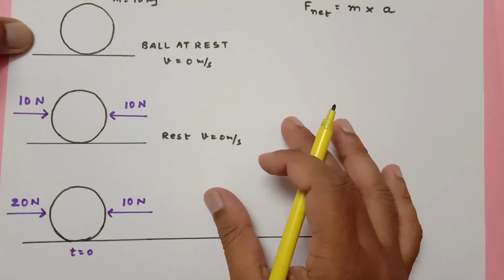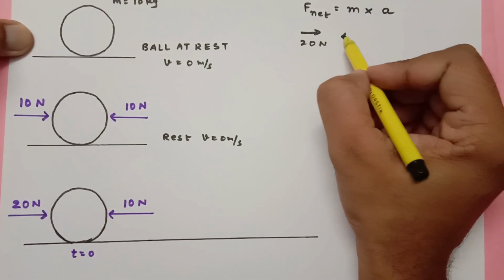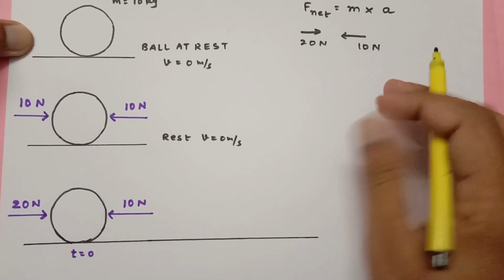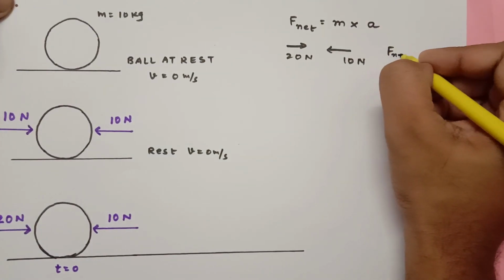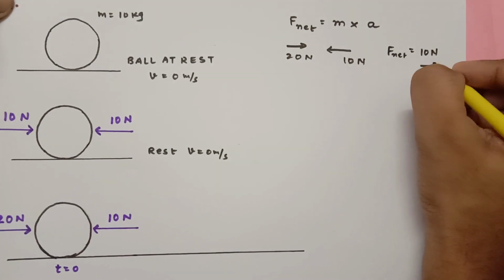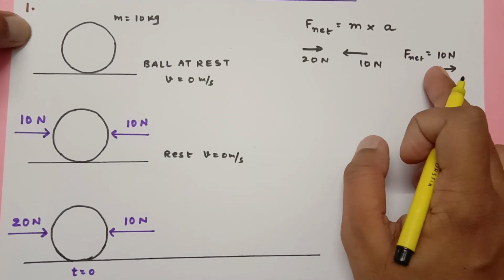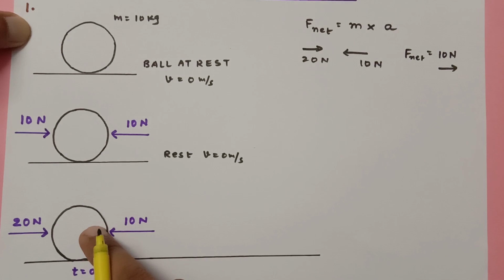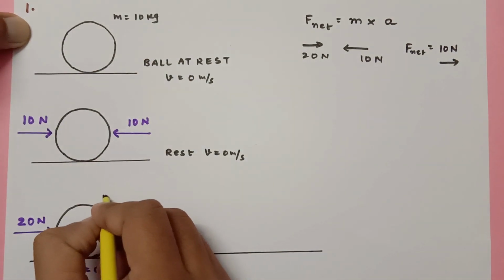So we know that there is 20 newtons in this direction and 10 newtons in this direction. So what should be the net force acting on the ball? The net force acting on the ball will be 10 newtons in this direction, right? Because this is the larger force. Now this 10 newton force is acting on this ball whose mass is 10 kilograms, right? So these are identical balls.